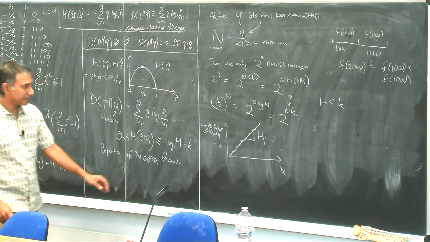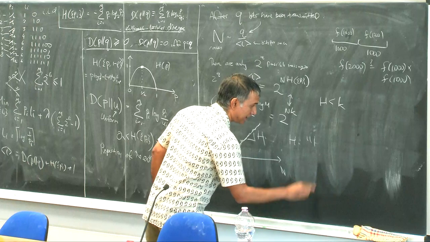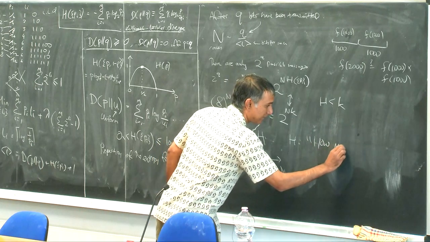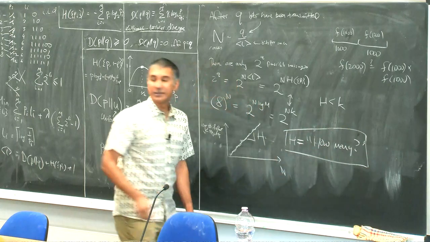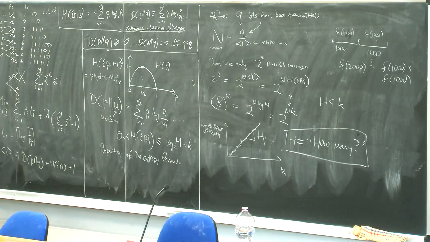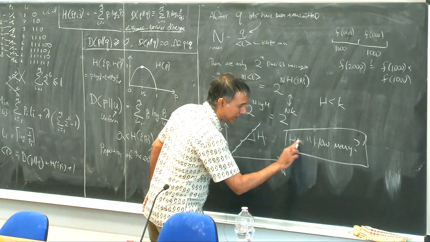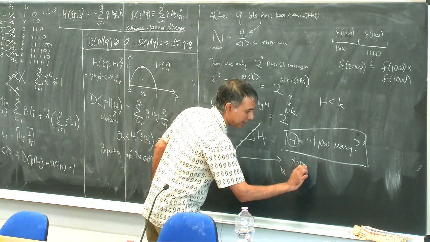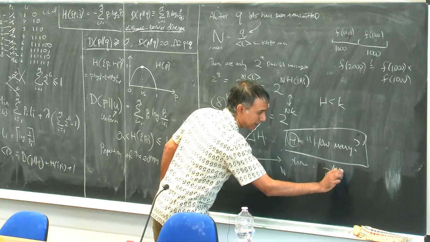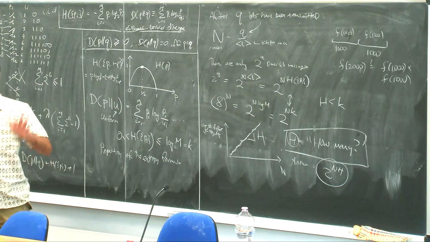So what is entropy? Entropy answers the question of how many. That is what H is. So if you see H, then somewhere in the background, there is a question, how many? If you see H, the question is how many? And the answer is 2 to the nH. Whenever you see H, it's a how many question, and the answer is 2 to the nH.